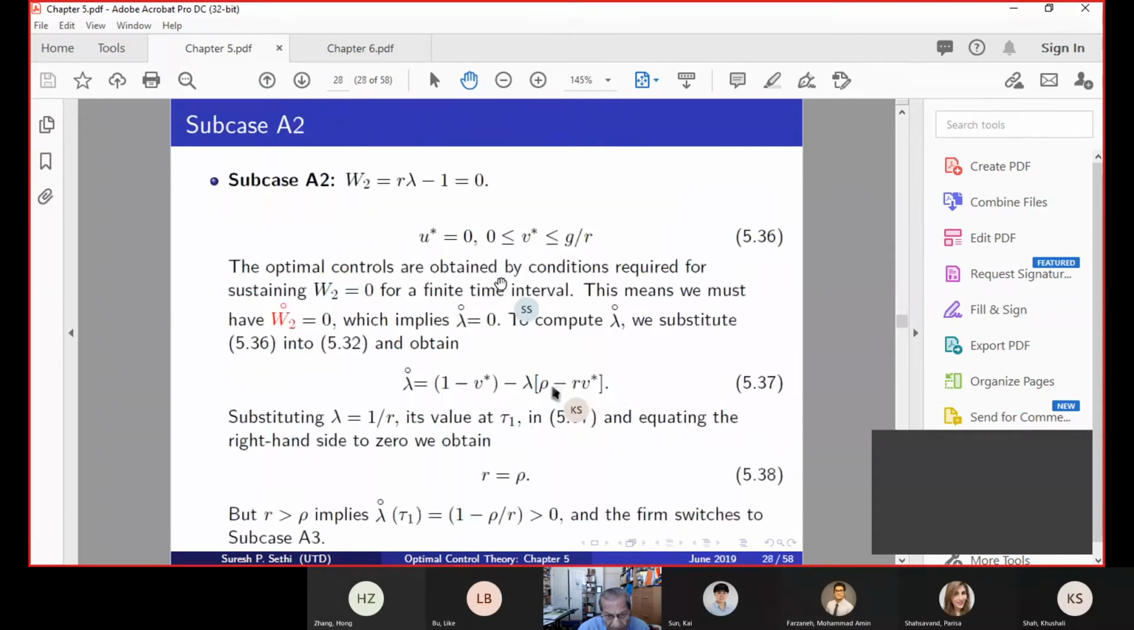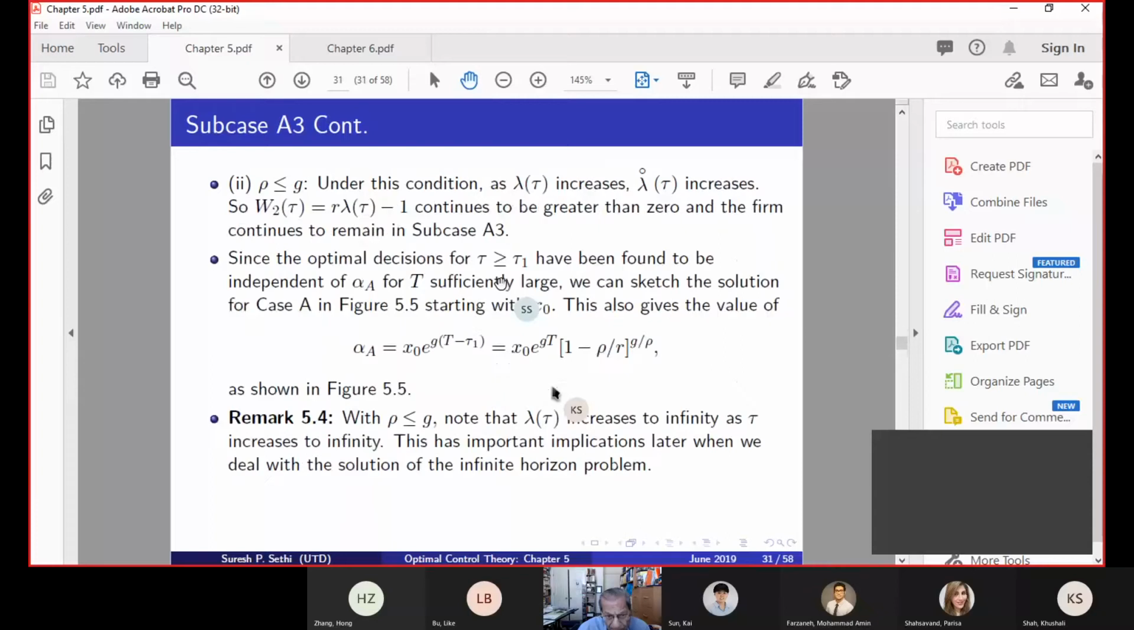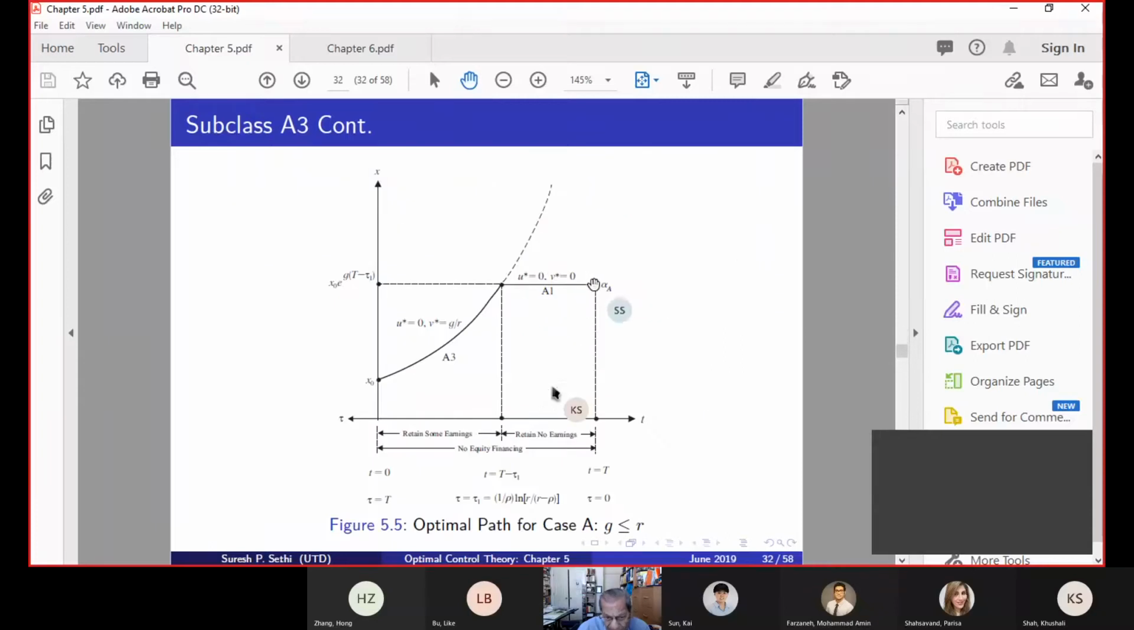So you see here, when I'm at this point, I'm going to go along this path. On this path V star is G by R. But right now, when I am at this point, V star will become 1, because G by R is bigger than 1. So I cannot have V star equal to G by R. So I cannot follow this path, but I can follow a path where V star equals 1. So my next calculation here will be different from the case A.